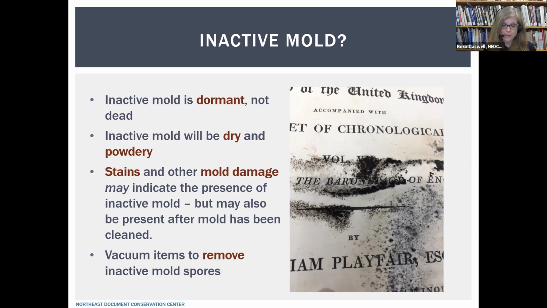And on the slide, I say that you're removing mold spores. That's not really true. What you're actually seeing are the fruiting bodies produced by mold as it grows. The spores, like I said, are in the air. Wherever you are right now, you have mold spores in the air all around you, and you can't really see them. So what you're seeing is actually the fruiting bodies.